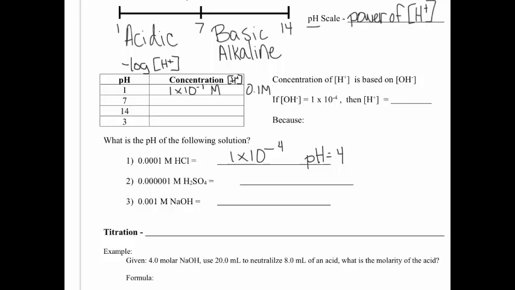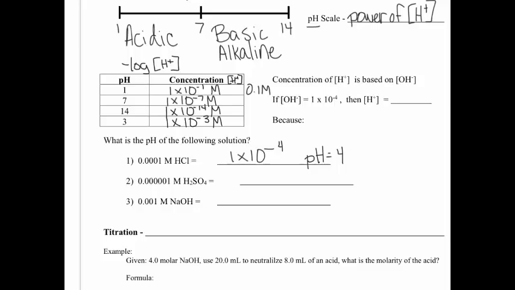Let's go back up to the table and fill it in for the rest of the concentrations of H plus. So back up here, if we have a pH of 7, that would mean the concentration is 1 times 10 to the negative 7th molar. So that would be a decimal, 6 zeros, and then the 1. So now the next one, we have 1 times 10 to the negative 14th molar. So again, that would be a decimal, 13 zeros, and then the 1. So that's a really small concentration of H plus. This last one is 1 times 10 to the negative 3 molar.